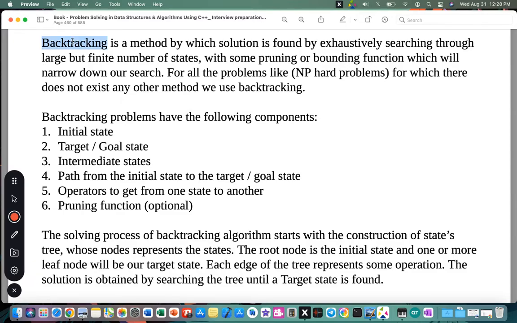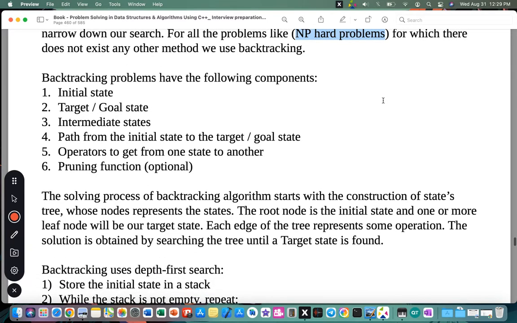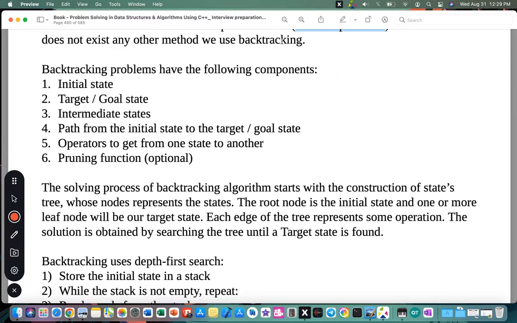Backtracking is a method by which a solution is found by exhaustively searching through a large but finite number of states with some pruning or bounding function which will narrow down our search, for all the problems like NP-hard problems for which there does not exist any other method. We use backtracking. If we don't have any other method, we use this backtracking way.